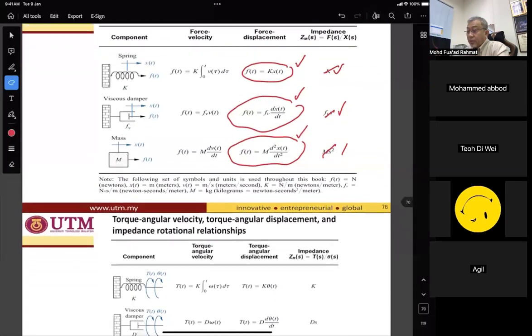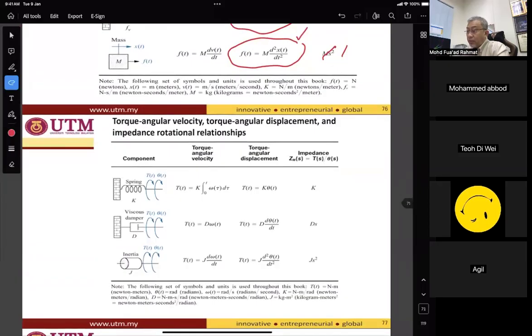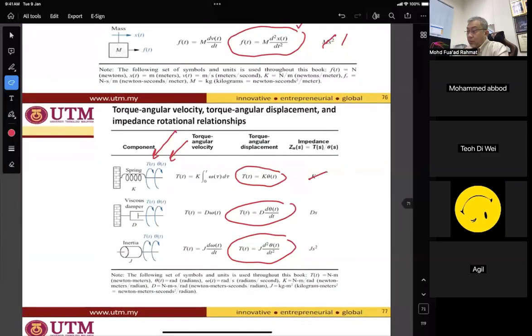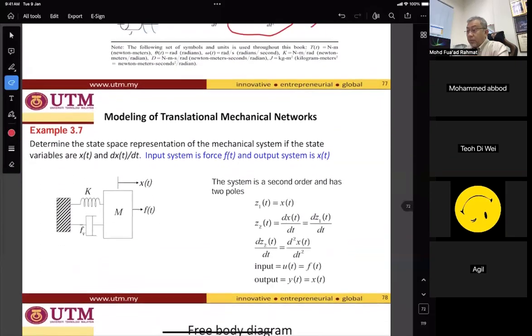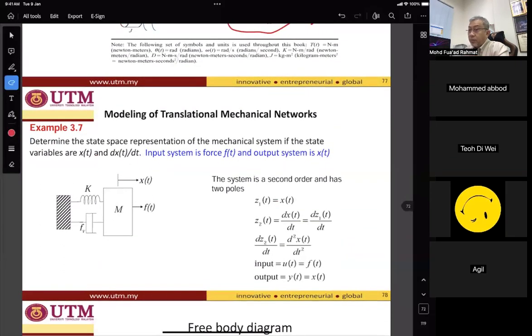Okay. Similar to the rotational system as well, where we have a torque and angular displacement, which is the T(t) and theta(t). And the formula under consideration is the torque equal to K theta(t), torque equal to damper times angular velocity, and torque equal to J times angular acceleration. Okay, so we are not using this anymore. So let us see a simple modeling.